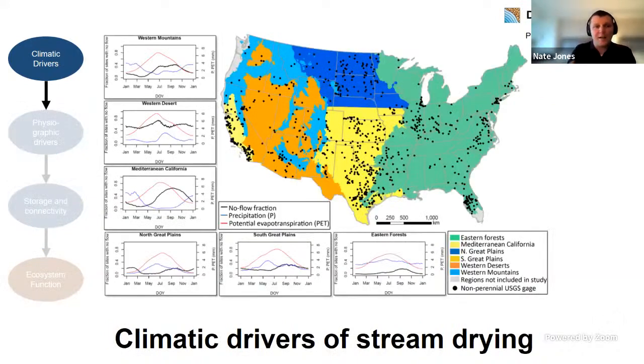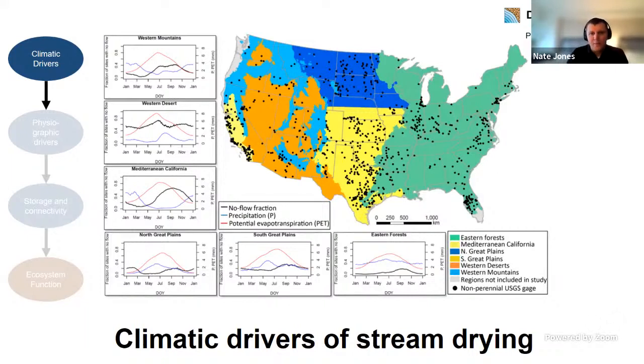So when we think about climatic drivers, this is work that Adam Price did, looking at the variability and drying across the USGS gauge network. And so we had, I think it was 540 gauges, something around there, where we looked at stream drying. And what you can see in these plots, these are for each of the different physiographic regions. The black area here is the fraction of gauges where there was no flow. And so you can see some really obvious regional trends.